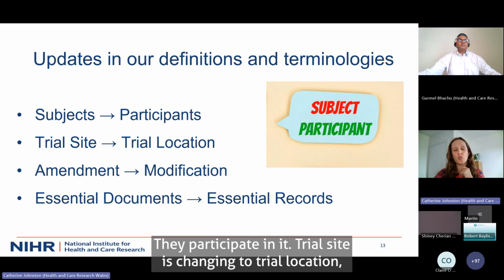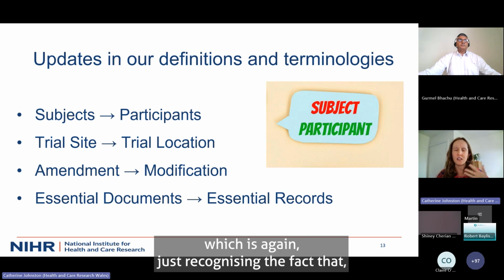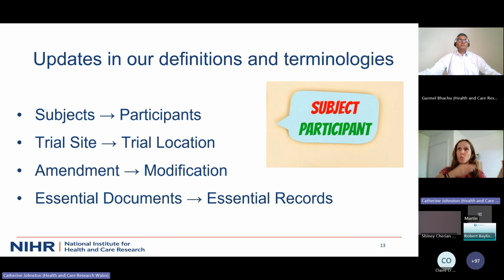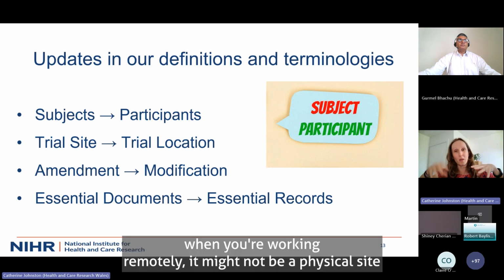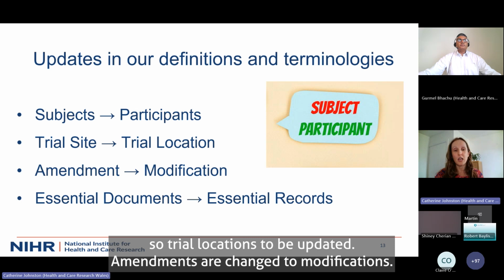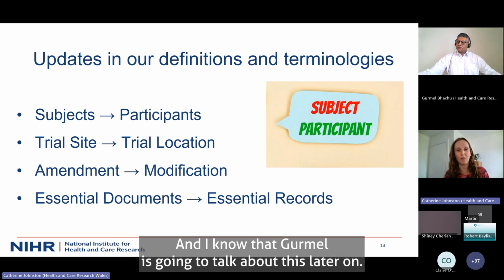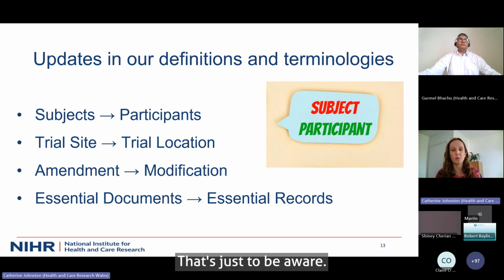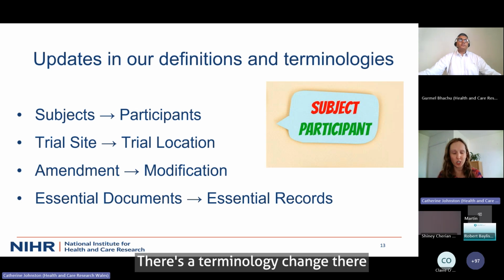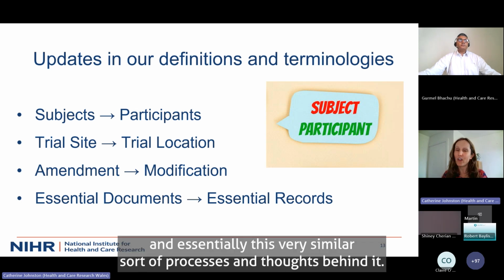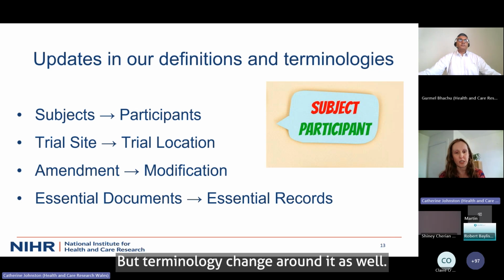Trial site is changing to trial location, which is again just recognising the fact that when you're working remotely, it might not be a physical site. So trial locations be updated. Amendments are changing to modifications, and I know that Gurmel's going to talk about this later on. That's just to be aware. There's a terminology change there. Essentially, there are very similar processes and thoughts behind it, but a terminology change around it as well.